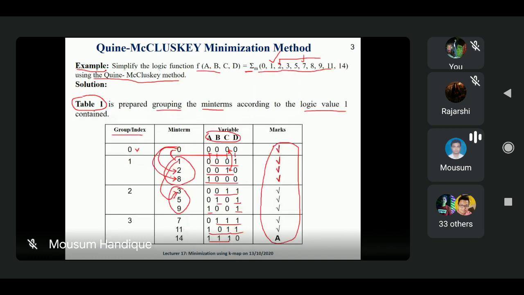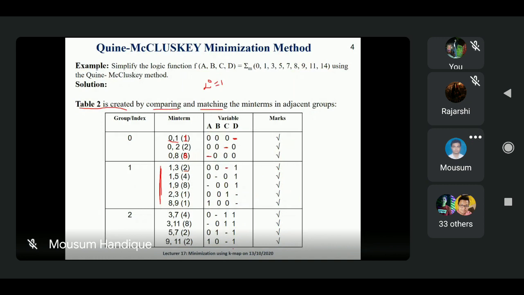Again 1, 5. Which one is the 1, 5? This one. You can see here, this one is 0, 0, this one is 0, 1, this one is 0, 0. Only one bit is different. So this way we can make this particular table.